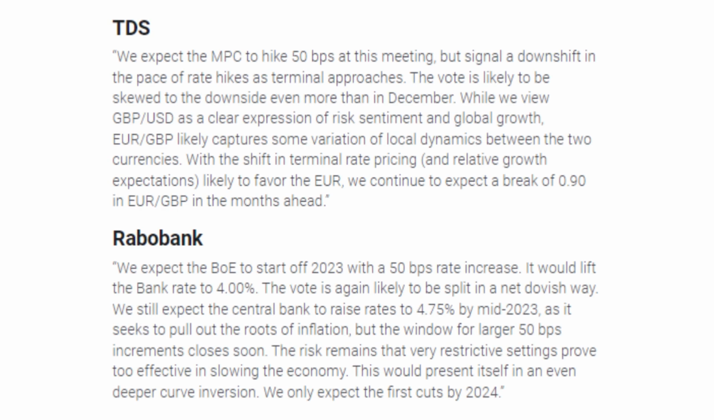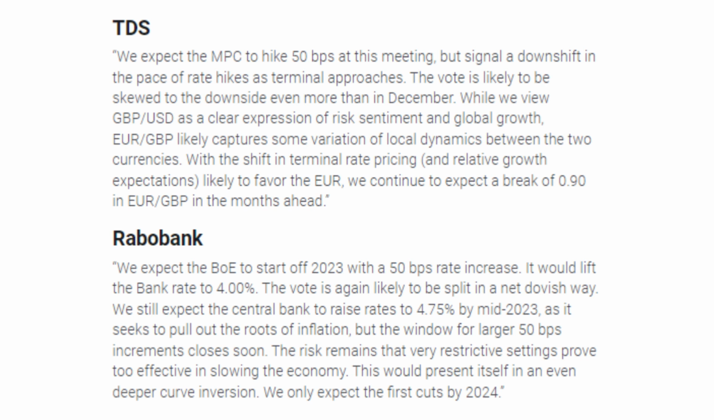TDS. We expect the MPC to hike 50 bps at this meeting, but signal a downshift in the pace of rate hikes as terminal approaches. The vote is likely to be skewed to the downside even more than in December. While we view pound sterling to US dollar as a clear expression of risk sentiment and global growth, euro to pound sterling likely captures some variation of local dynamics between the two currencies. With the shift in terminal rate pricing and relative growth expectations likely to favor the euro, we continue to expect a break of 0.90 in euro to pound sterling in the months ahead.